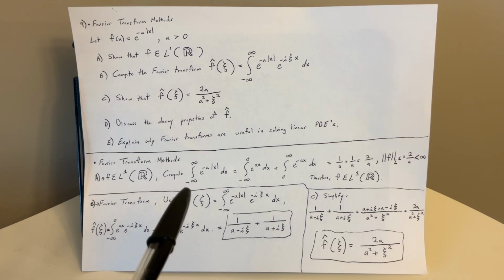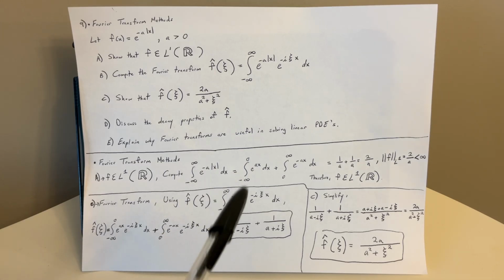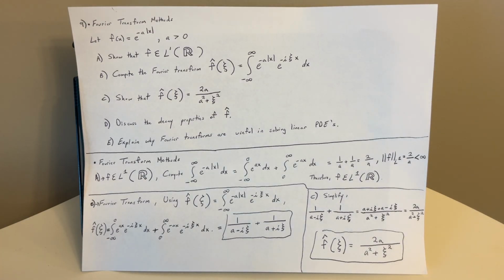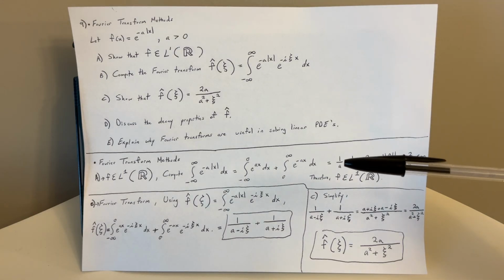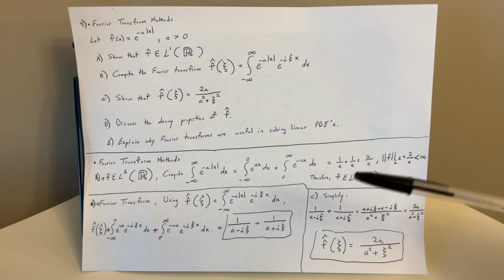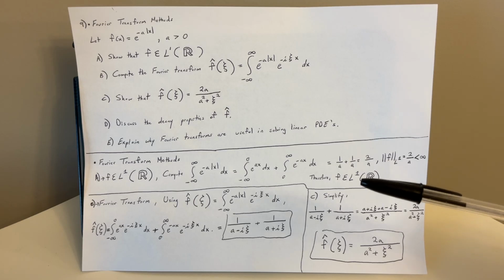Compute this integral, from negative infinity, e to the negative a absolute value of x dx. Split it up into 2 components, and it's just single variable integration here. So 1 over a plus 1 over a equals 2 over a, and we get that the norm of f in L1 is going to equal 2 over a, which is less than infinity. So since that's less than infinity, we can conclude that f is an element of L1(R).